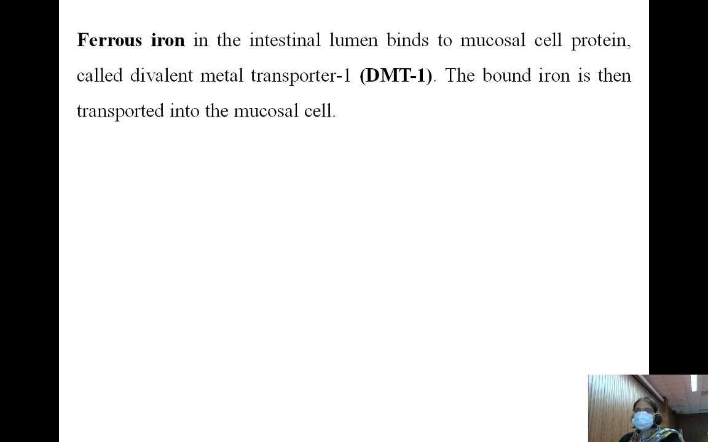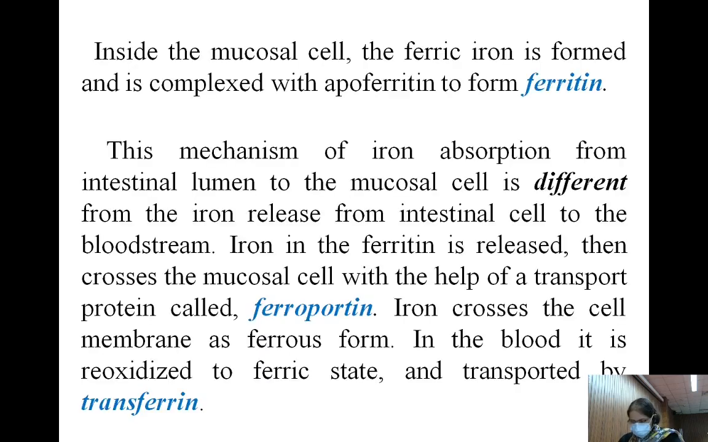The bound iron is then transported into the mucosal cell. Please remember this one. Inside the mucosal cell, ferric iron is formed. It is absorbed as ferrous iron, but as soon as it crosses the mucosal barrier and reaches inside the mucosal cell, the ferrous is converted to ferric. This ferric form is complexed with apoferritin to form ferritin.